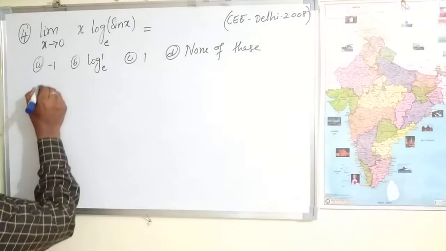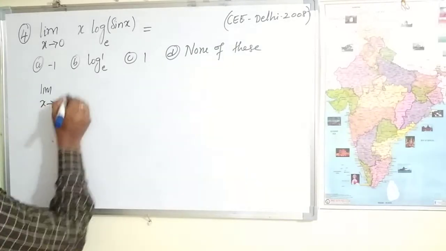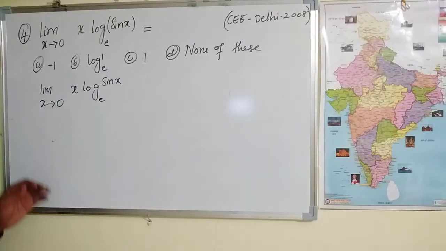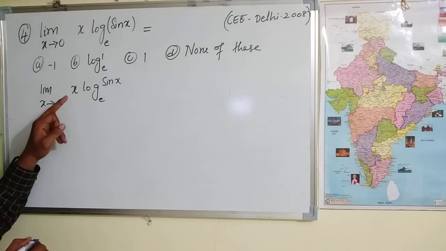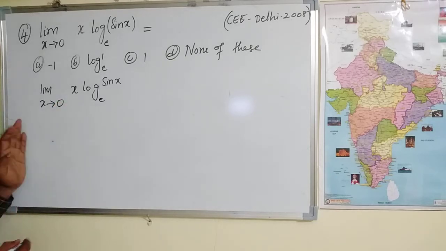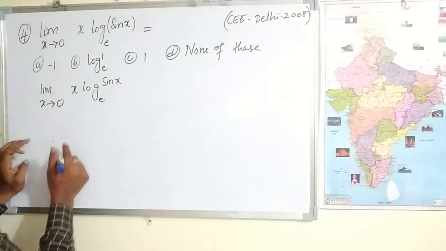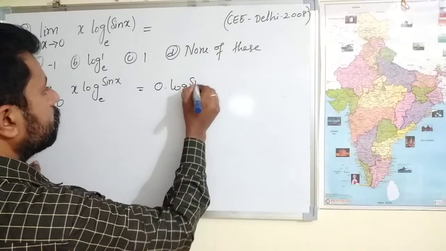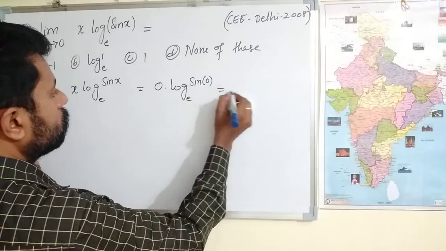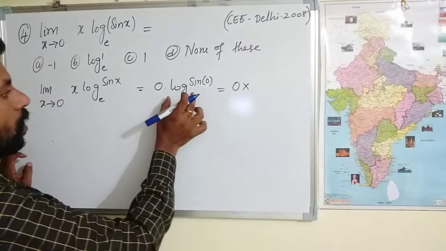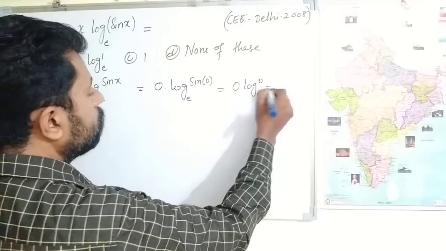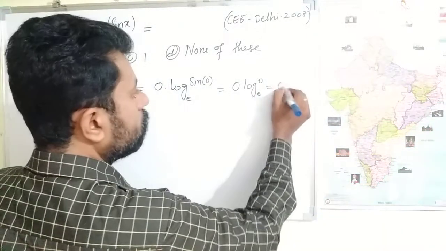See here we have an example. Limit x tends to 0, x into log of sin x base e. To solve this problem, since x approaches 0, substitute 0 in the place of x. We get 0 into log of sin of 0 base e, which is 0 into log of 0 base e. Log of 0 is infinity. So we get 0 into infinity.